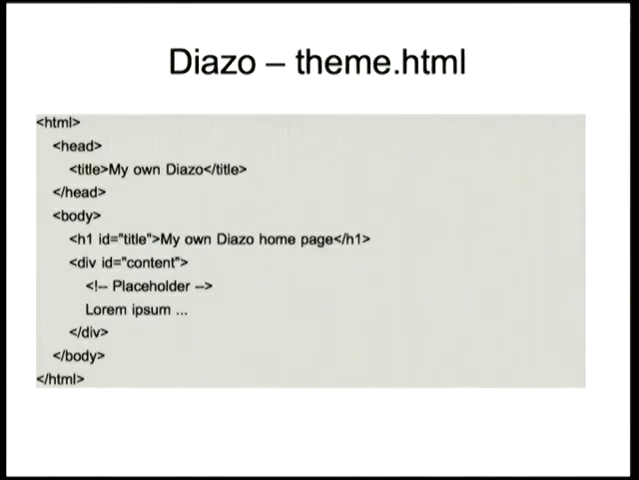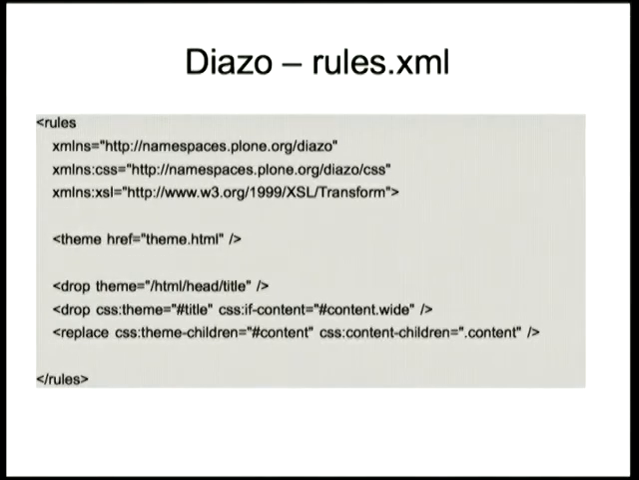So, for example, this is a template, a theme file from a designer. There's a simple h1 and div. And this is a Diazo rules file. It's pretty similar to Chameleon. They have XML declarations with CSS and XPath. What they actually do behind the scenes is this XML file is going to be translated to XSLT. Does anyone know about XSLT? Okay, a few of them.